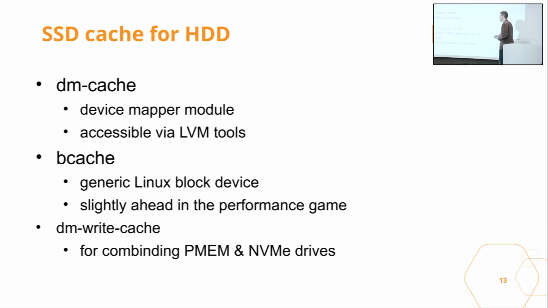There are countless implementations of caching in the storage world. So here, a few important ones: DM cache, part of the device mapper framework, so accessible through the LVM tools. Bcache has about the same purpose, slightly different. DM writecache. The purpose of this one is to combine persistent memory and NVMe drives, because writing to NVMe drives is still slower than writing to persistent memory. So that's purpose-built for this.